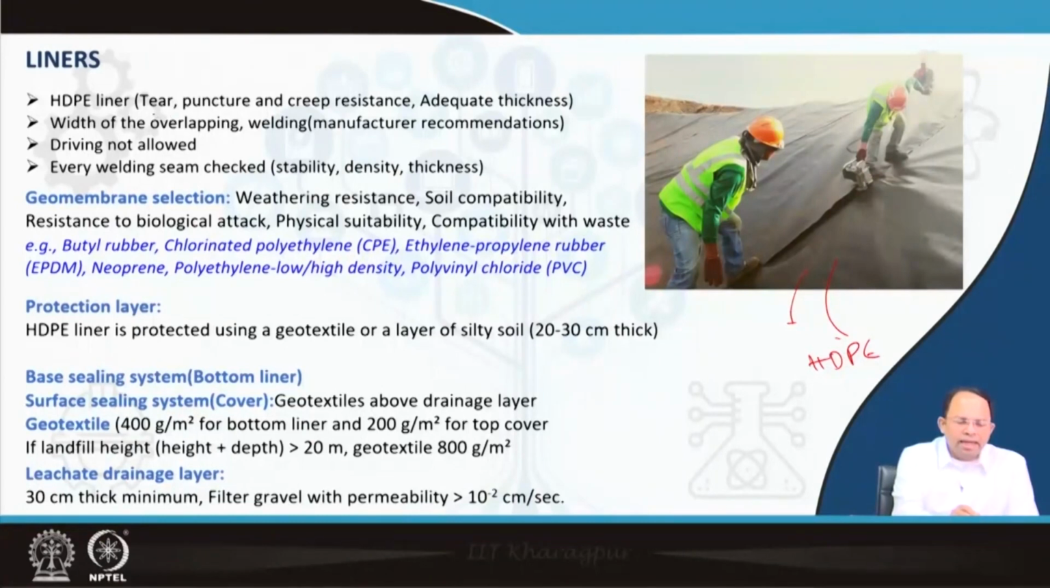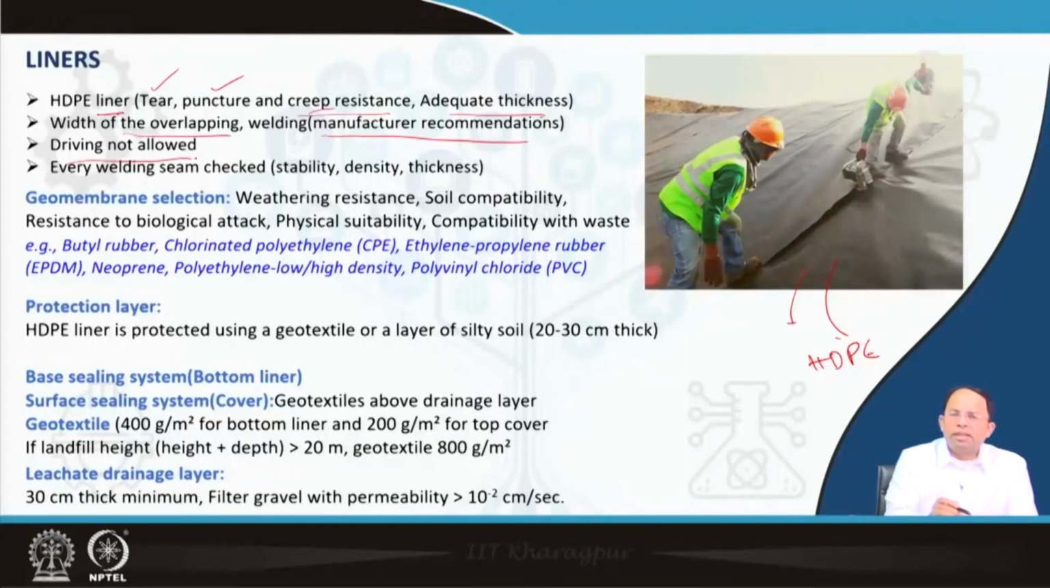How do I decide on a particular liner, right? We have to understand some of its properties. Will it tear? Will it puncture? Will it resist the movement of vegetation? That means some seeds are always there, and vegetation can start growing. So it should be creep resistant, of adequate thickness, and so on. Then we have to be careful about the overlapping of the liners. We have to weld these two layers together so that there is no movement through these two layers, right? This should be as per the manufacturer recommendations.